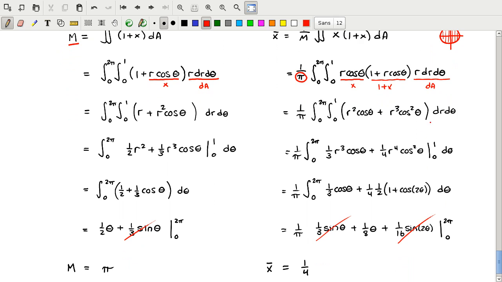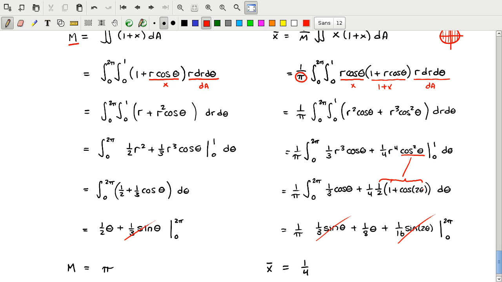Now it's just a matter of multiplying through and doing our integration. So we get r squared cosine theta, r cubed cosine squared of theta. We integrate in r, evaluate at 1, plug in, and we get some function of theta. This cosine squared of theta here must be turned into 1/2 times 1 plus cosine of 2 theta using a half angle identity before we can integrate it directly. But once we've done that, we can now integrate each piece one at a time. 1/3 sine theta plus 1/8 theta.